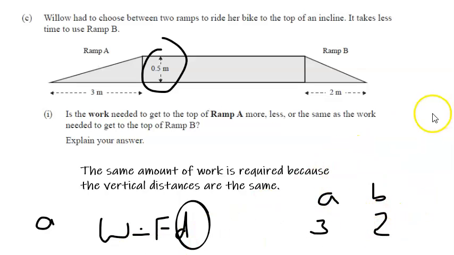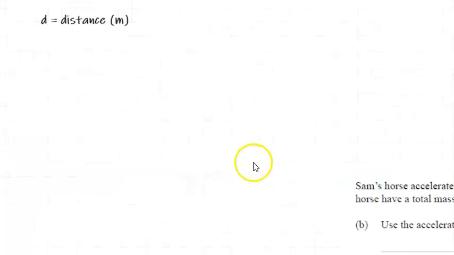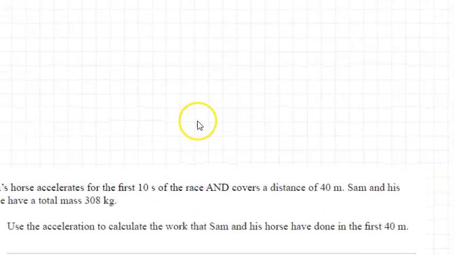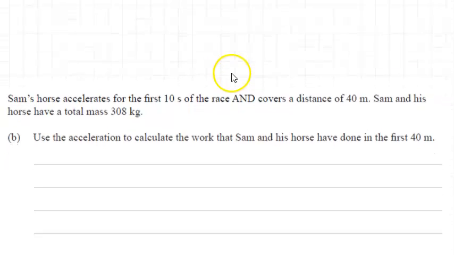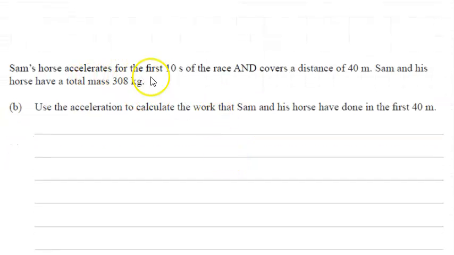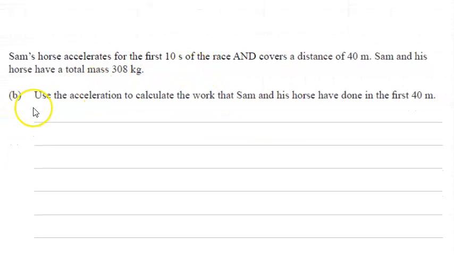We'll move across to a past exam question that talks more about increasing the kinetic energy of an object. So Sam's horse accelerates for the first 10 seconds. I've taken the second and third parts of different exam questions, so we don't know quite the context, but we can still work it out. So Sam's horse accelerates for the first 10 seconds of a race and covers a distance of 40 meters. Sam and his horse have a total mass of 308 kilograms. Use the acceleration to calculate the work that Sam and his horse have done in the first 40 meters.